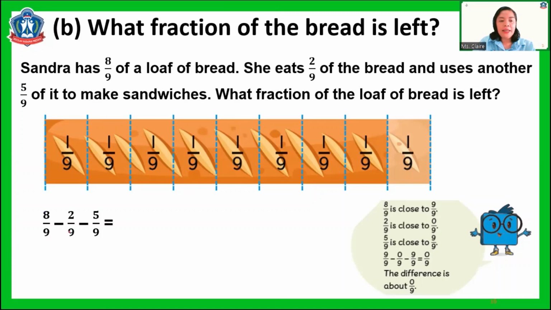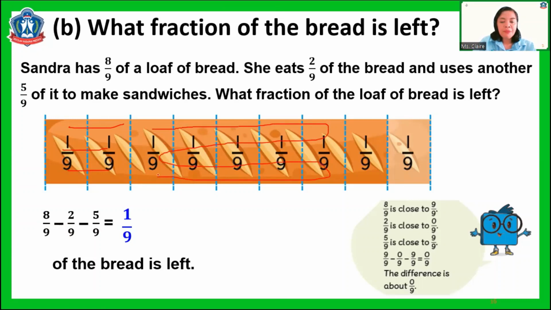Okay, let's see. 8/9 minus 2/9 minus 5/9 equals 1/9. So 8/9 minus 2/9, we take 2/9. Then we take 5/9: 1, 2, 3, 4, 5. Okay, this is 5/9. So what part is left? Correct, 1/9. So 1/9 of the bread is left. So therefore, children, our answer is reasonable with our estimation, right? 1/9 is closer to 0/9. So that's how to subtract and estimate fractions, children.